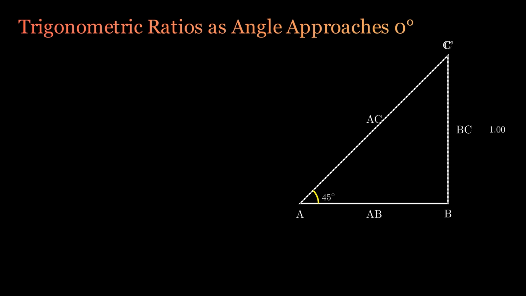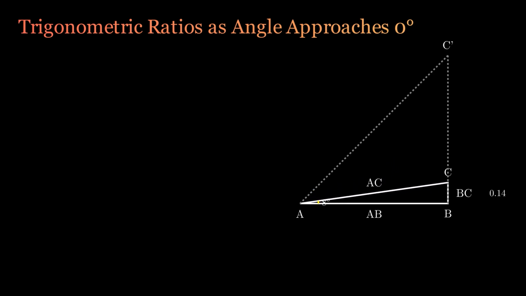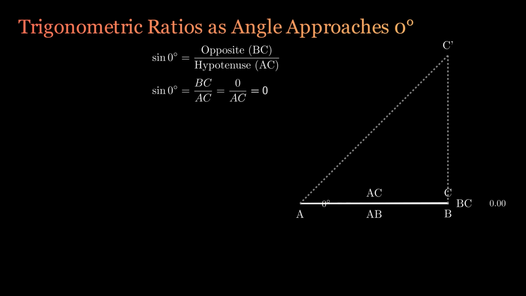Let's derive the value of trigonometric ratios for angle 0. I've taken a triangle ABC. So notice here I'm gradually decreasing the angle A. So what is happening to the opposite side BC? The length of BC is becoming 0. So sine of 0 is equal to opposite by hypotenuse. So that is BC by AC. We know that BC equals 0 here. So sine of 0 is 0.